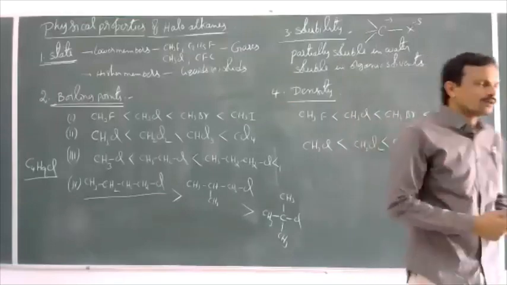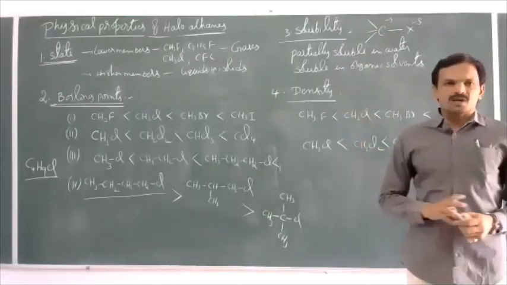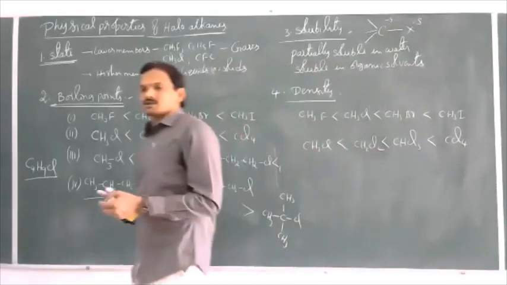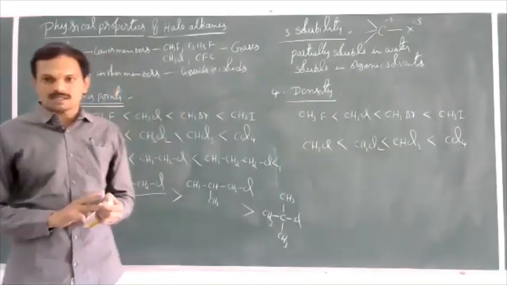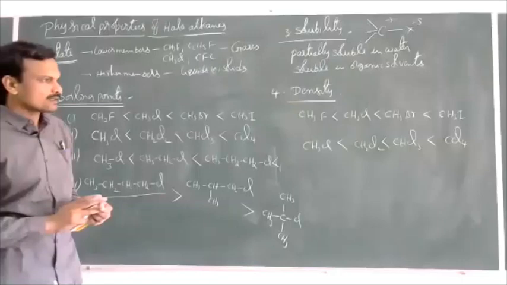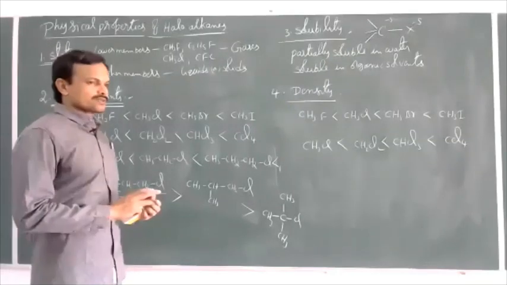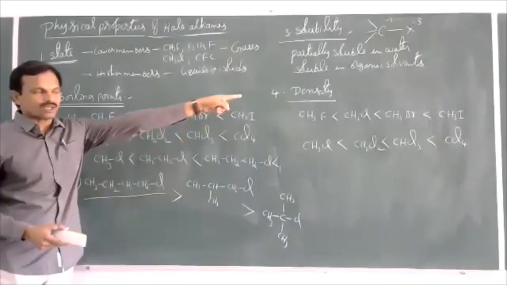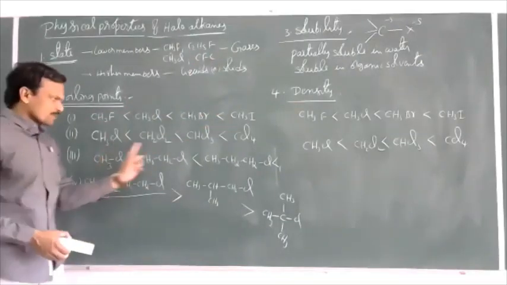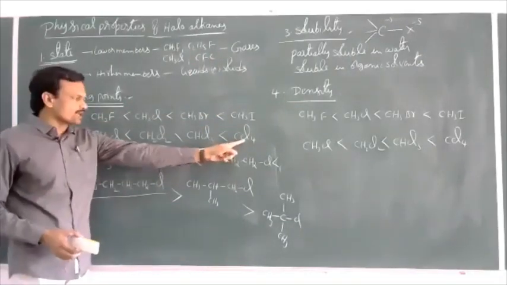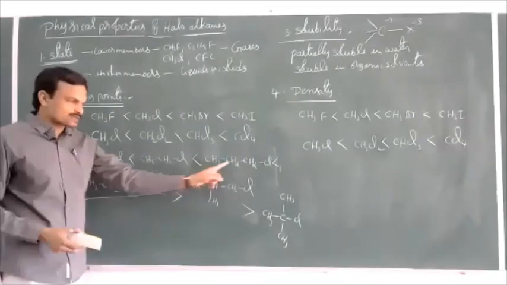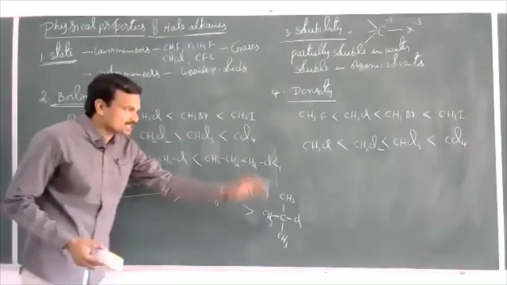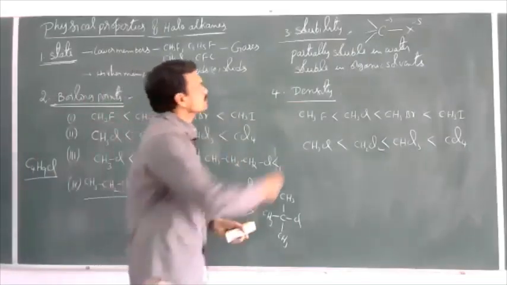Once again, the lower members of haloalkanes like methyl fluoride, ethyl fluoride, methyl chloride, and some chlorofluorocarbons are gases, whereas the remaining exist as liquids or solids. Regarding boiling points: as the size of the halogen atom increases, boiling point increases. As the number of halogen atoms increases, boiling point increases. As the number of carbon atoms increases, boiling point increases. For the same compound, as branches increase, boiling point decreases.